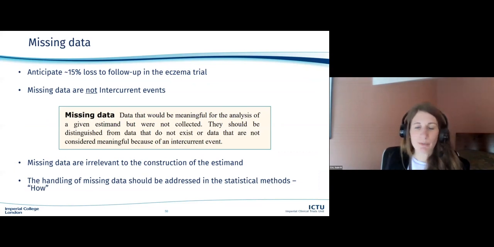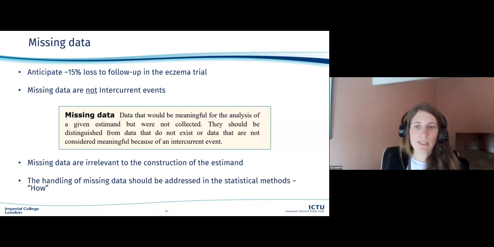Okay, so suppose in our eczema trial, whilst we're designing it, we anticipate that there'll also be about 15% of patients lost to follow-up at 12 weeks. Now, the addendum makes it clear that missing data are not actually intercurrent events. Rather, missing data are defined as data that would be meaningful for the analysis of a given estimand, but that were not collected. So they should be distinguished from data that do not exist or data that are not considered meaningful because of an intercurrent event. The missing data as such then are not considered relevant in the construction of the estimand, which is why we haven't touched on this yet.